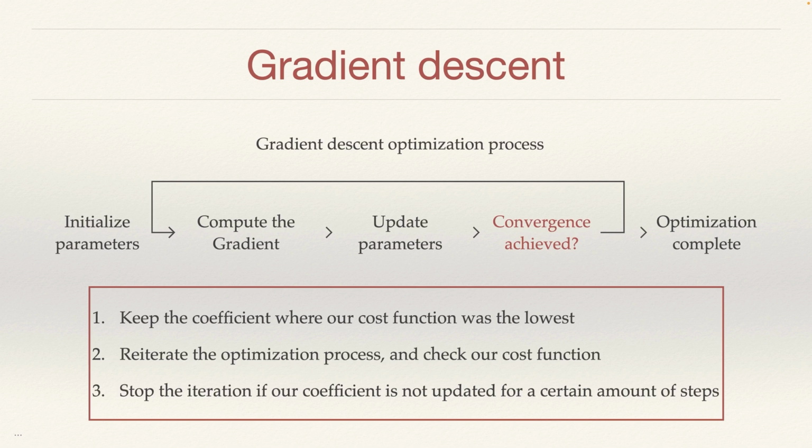And if the coefficient is not updated in a meaningful manner, it would mean that there is little or no space for improvement. So, as I mentioned in the 3 steps over there, it first keeps the coefficients where our cost function was at its lowest, and it reiterates the optimization process and checks whether these coefficients are updated. And if these coefficients are not updated for maybe a few iterations, it would stop the optimization process and we're in the right step.